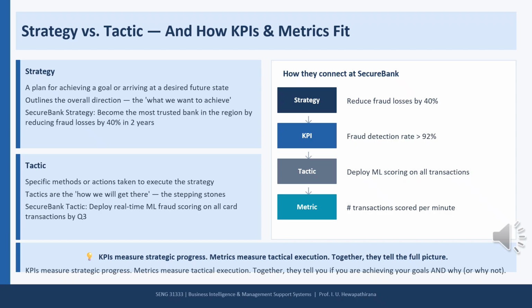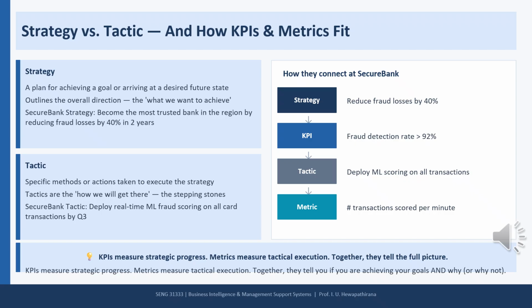At Secure Bank, the strategy is to become the most trusted bank in the region by reducing fraud losses by 40% within 2 years. A tactic, on the other hand, is a specific method or action taken to execute the strategy. Tactics answer the question, how are we going to get there? They are the concrete, time-bound steps that move the organization towards its strategic goal. At Secure Bank, one tactic is to deploy a real-time machine learning fraud scoring system on all card transactions by the third quarter of the financial year.